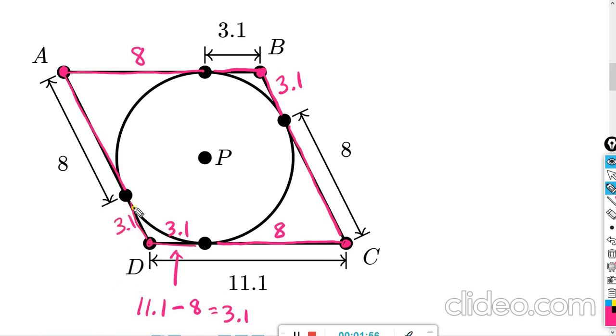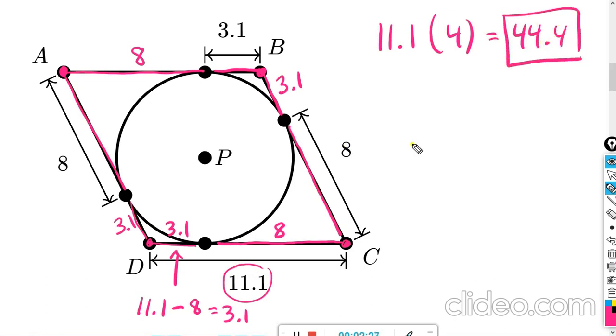So it looks like all the sides of the quadrilateral are equal. It's not always going to work out that way. But we can see each side is 8 plus 3.1, which is 11.1, and we have that on the bottom, on the right, and the left. Since each side is 11.1 and there are 4 sides, in this case we can just do 11.1 times 4 for the total perimeter, and that's going to be 44.4.